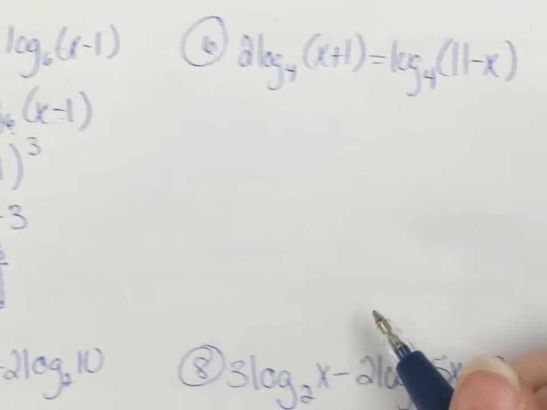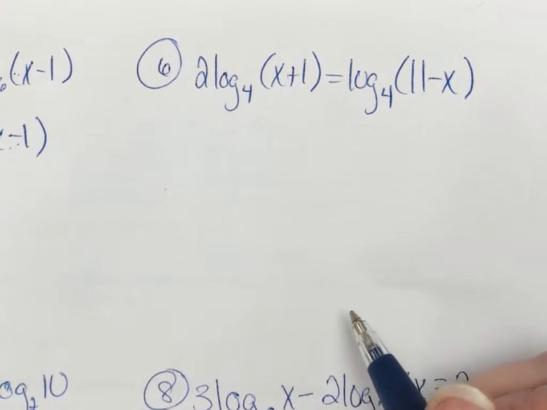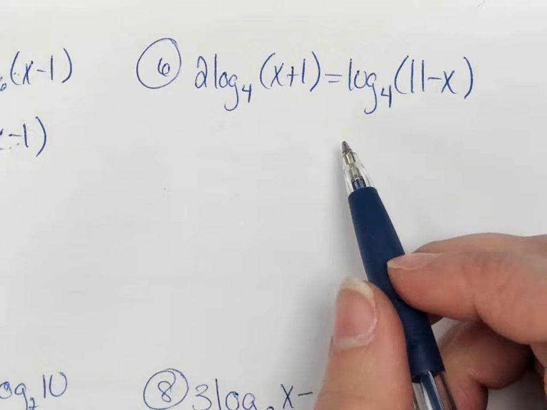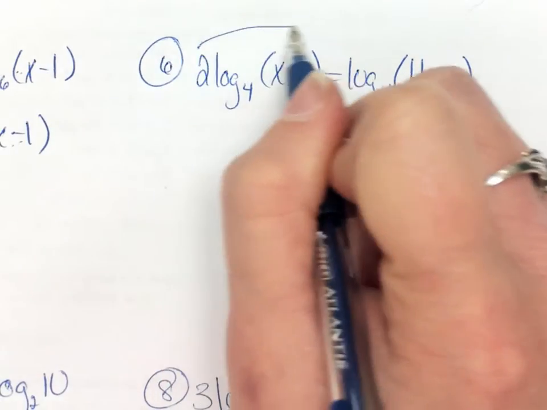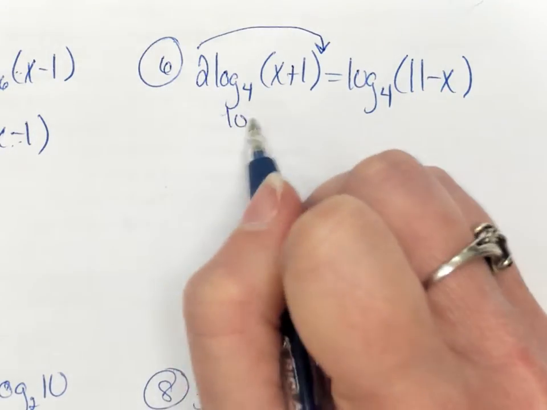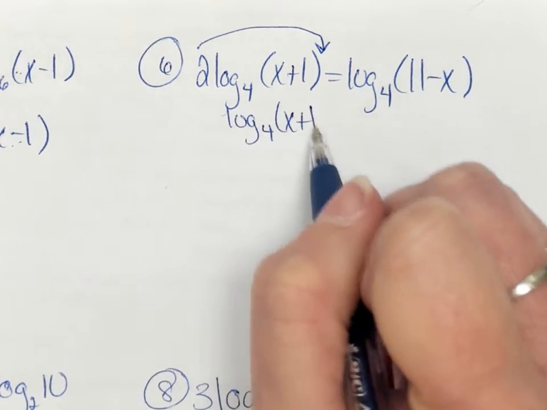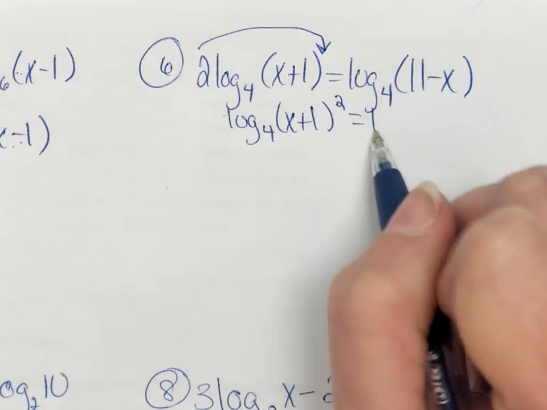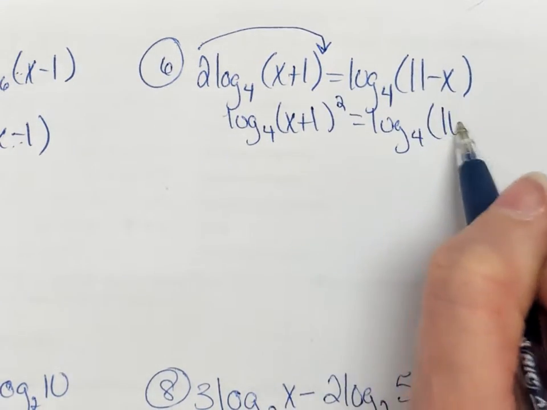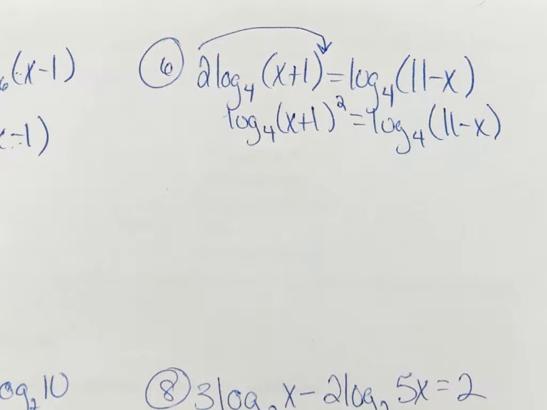All right, what about number 6? What would we do first? Distribute the 2. No. Make it the exponent. Okay, so that'd be log base 4 of (x plus 1) squared. Again, do you see how the x plus 1 has parentheses? That's a big deal. Okay, now that I have one log on both sides, what can we do?